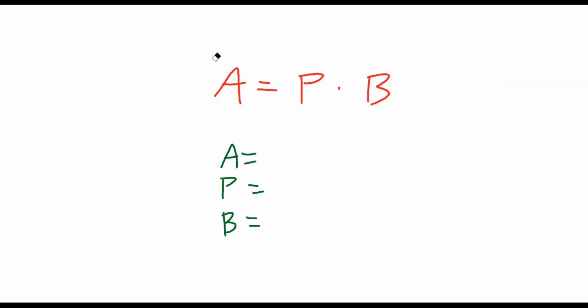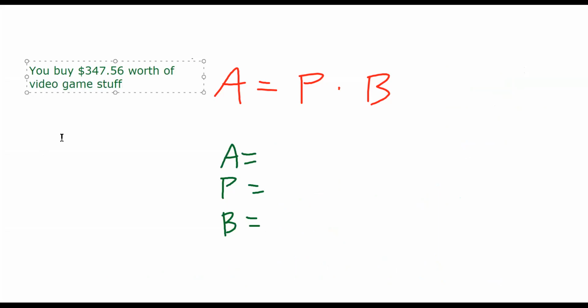We'll do a basic example. Let's say you buy $347.56 worth of video game stuff, games and controllers and a little thing to put on your controller, grips to help you when you're playing your first-person shooter games, and you need that extra precision when you're sniping.